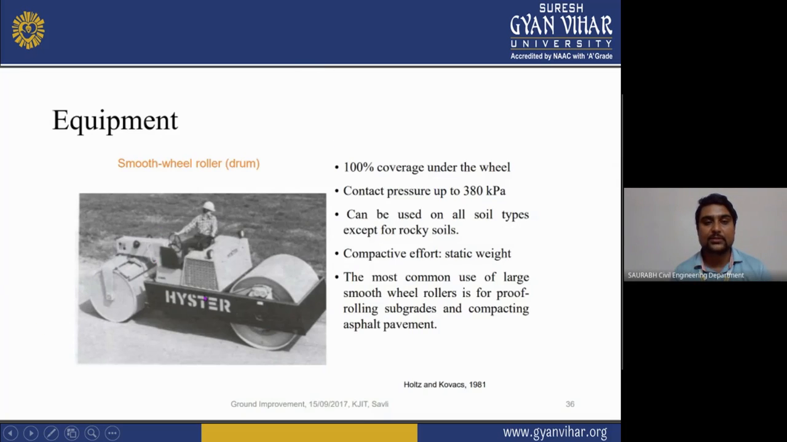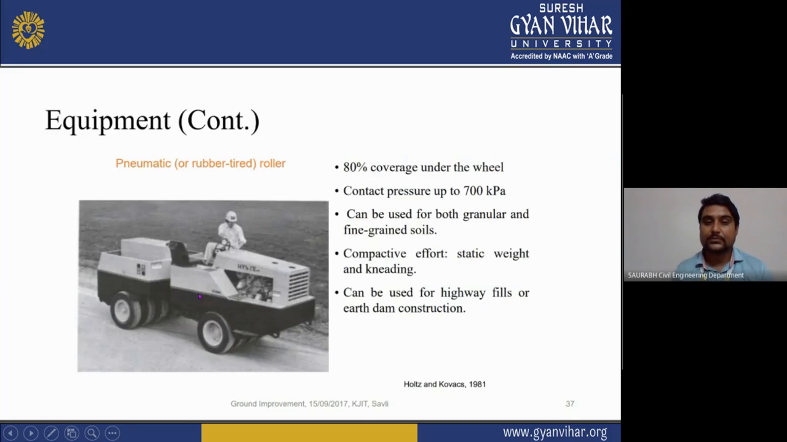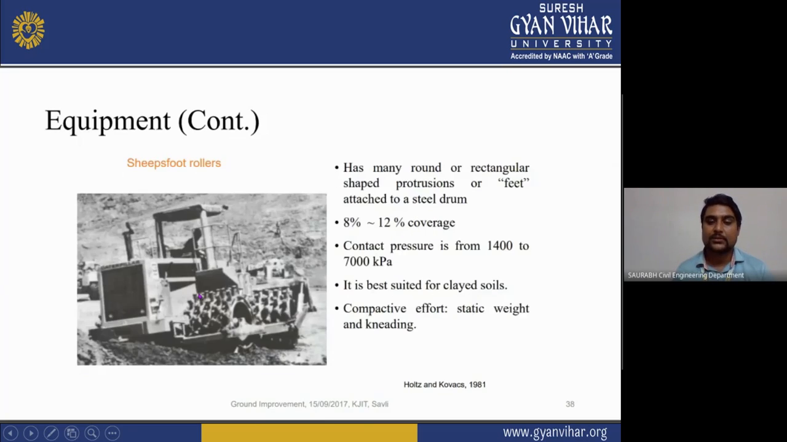As you can see, this is the roller and this can be used in the improvement of ground. And this is your pneumatic, a rubber tired roller, which is also used for the improvement of the ground. It can be used for both granular and fine grained soil. Compaction effect may be by the static weight or by kneading. It can be used for highway fill or earth dam construction.